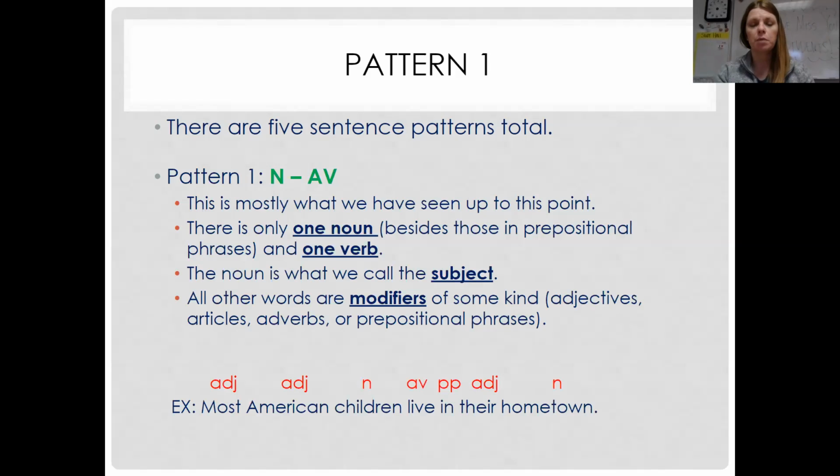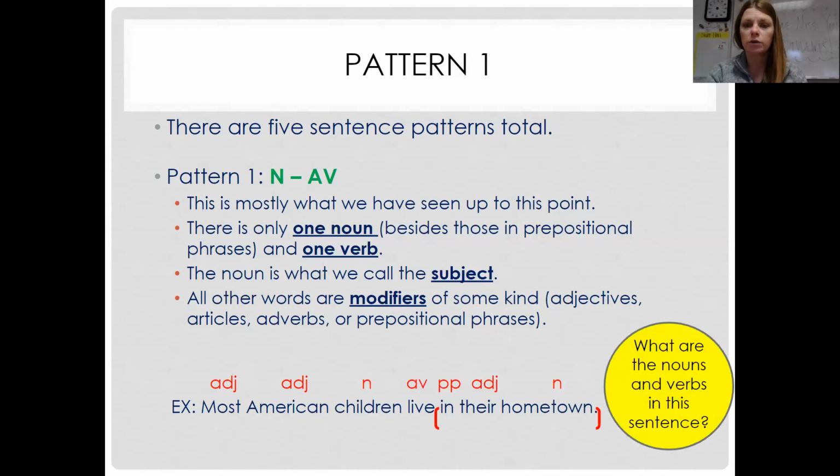Let's do our example. Most American children live in their hometown. This is again, in their hometown is a prepositional phrase, in is a preposition, their is an adjective, hometown is a noun. What are the nouns and verbs in this sentence? Well, children, live, and hometown.